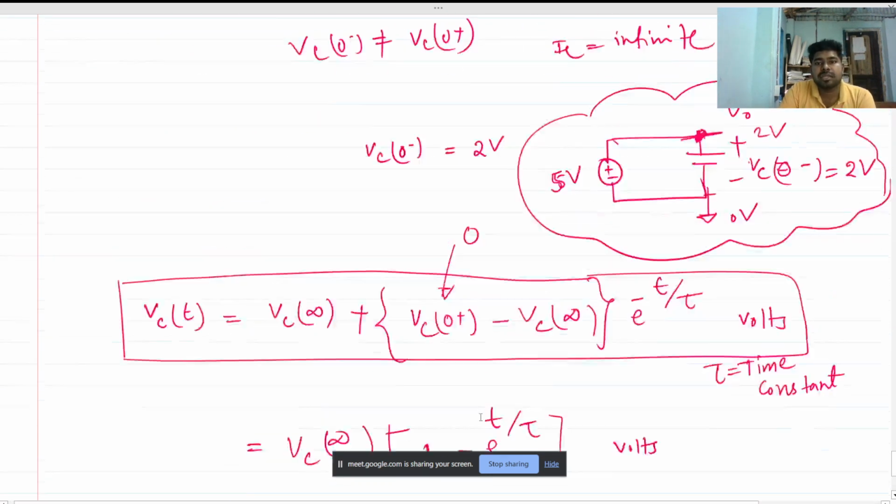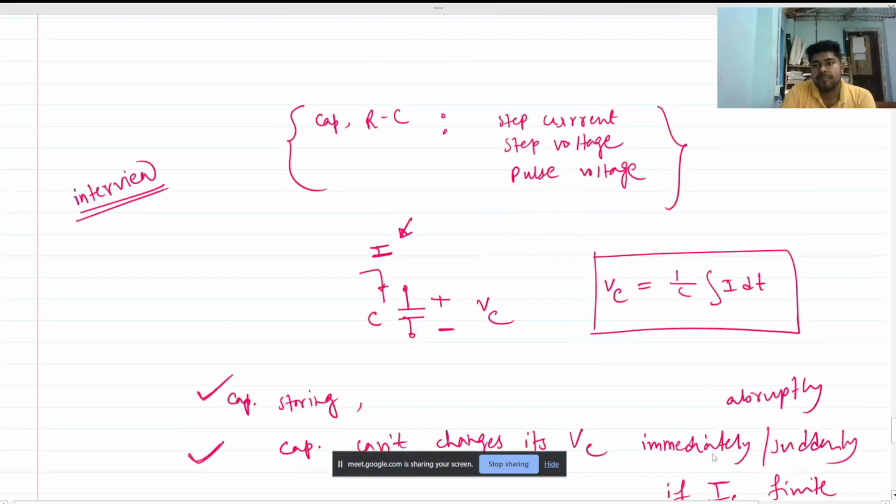And one thing we can see by this equation is that the capacitor is integrating the current flowing through it. Okay, so whenever there is a capacitor, if we are taking the voltage across the capacitor as output, then we can directly say that the capacitor is integrating the input. Okay, so we can see that.